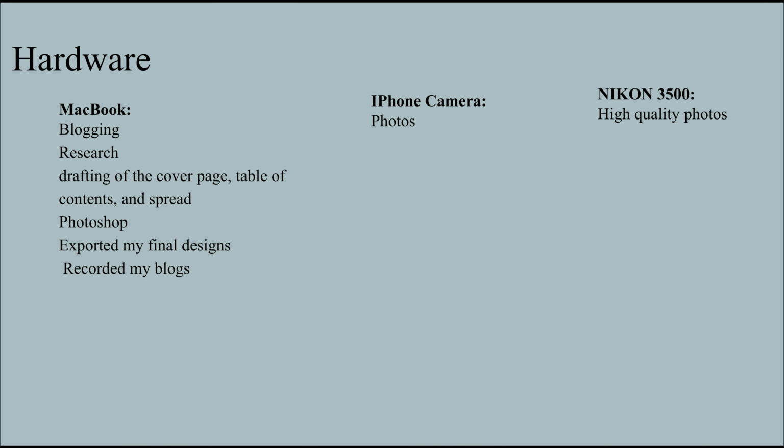Next, the hardware that I used was my computer, a MacBook, my iPhone camera, and a Nikon 3500 camera to get the most effective quality for my photographs. On my MacBook, I did my blogging, research, drafting of my cover page, table of contents, and spread. I used Photoshop to export my final designs and recorded all of my blogs. On my iPhone camera, I took pictures of my dishes and also looked for inspiration. And on the Nikon, I took pictures of my dishes.